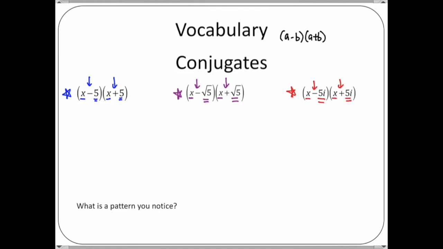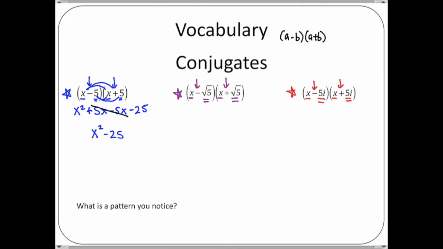Okay, so with the conjugates, let's multiply some of these out and see what happens. Notice that we're going to need FOIL. So let's FOIL this one out. x times x is x squared. x times 5 is 5x. Negative 5 times x is a negative 5x. And a negative 5 times 5 is a negative 25. Notice that in the middle, those cancel out, and at the end of the day we end up with x squared minus 25.